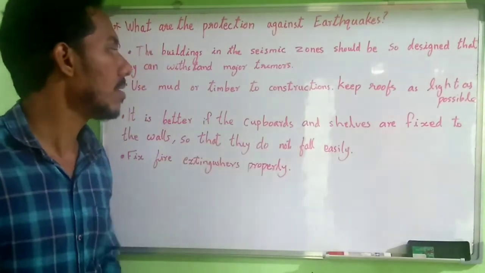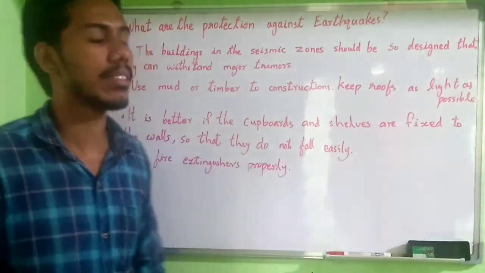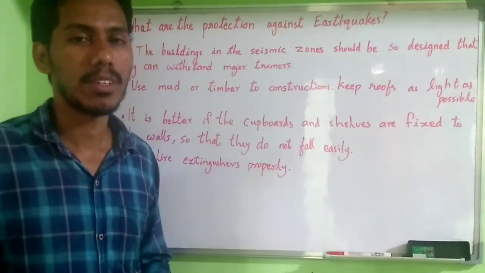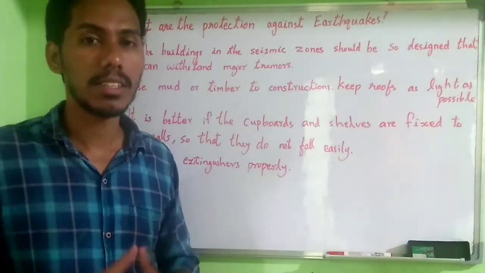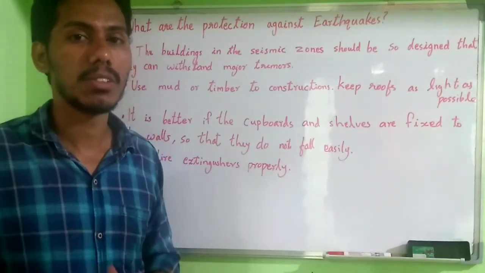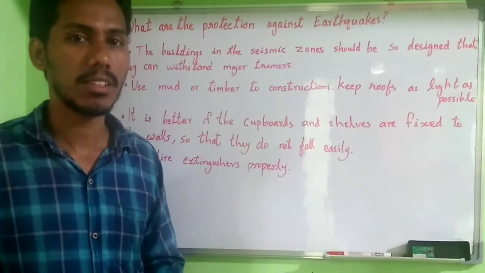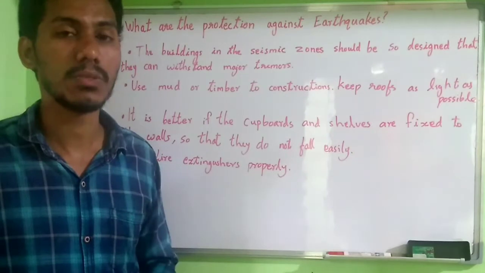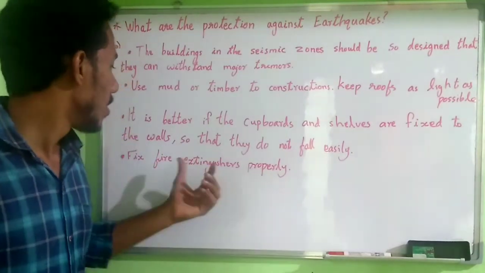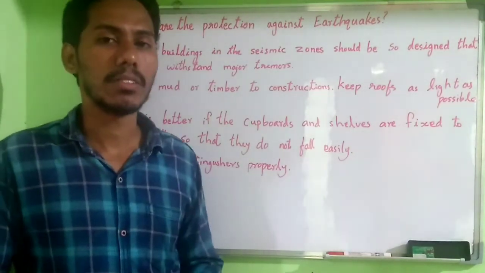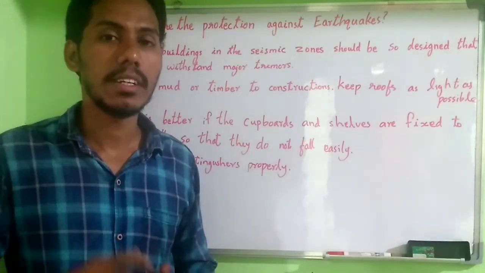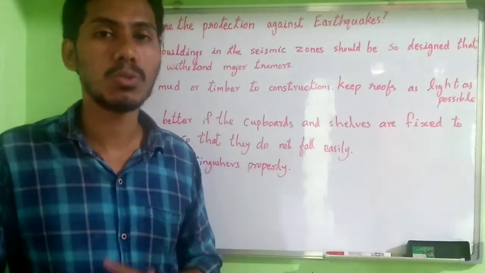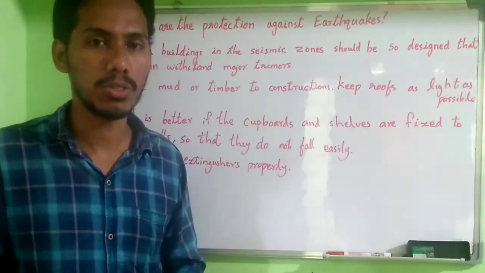Then it is better if the cupboards and shelves are fixed to the walls so that they do not fall easily. It is an important one. If there is an earthquake, shelves and cupboards fall down very easily. So fix the cupboards and shelves to the walls as far as possible. Fix fire extinguishers properly. Keep fire extinguishers in all houses. It helps to put out a fire if one is produced.